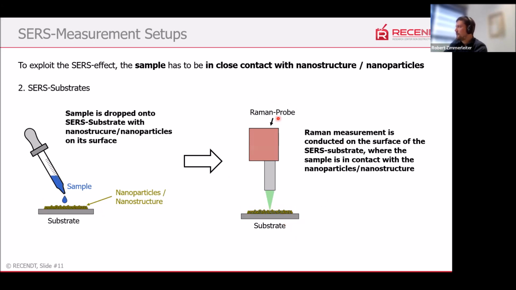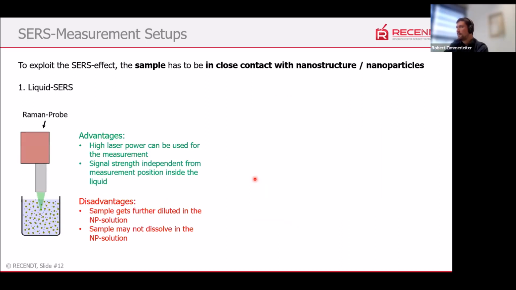And what you then do is you take your Raman measurement onto this surface. So you measure on the surface of your substrate, and there you can take full advantage of the SERS effect and have your strong signal enhancement. These two have their advantages and disadvantages, as always.